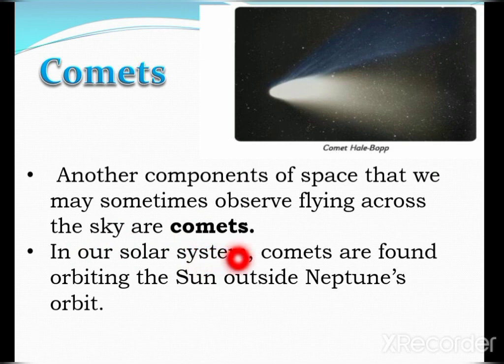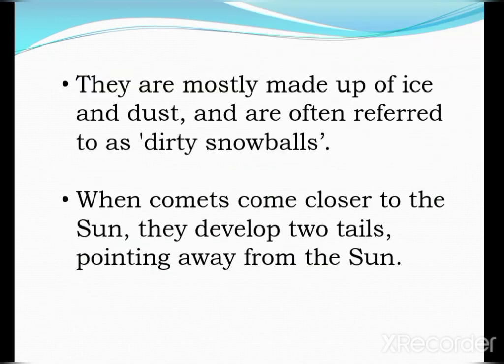In our solar system, comets are found orbiting the sun outside Neptune's orbit. They are mostly made up of ice and dust and are often referred to as dirty snowballs. When comets come closer to the sun, they develop two tails pointing away from it.